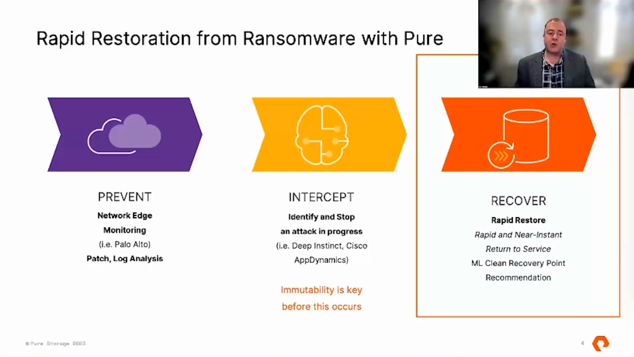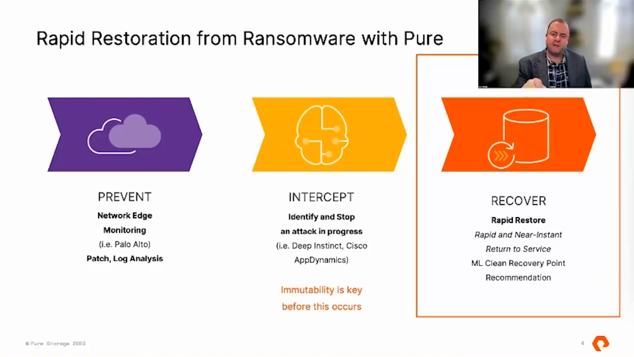The second layer that you want to protect is what we call the intercept section. That's where you have tools that are looking to identify an attack in progress. This can be network behavior. This can be IO behavior to a particular disk. This can be process behavior. There are technologies that are looking for that.